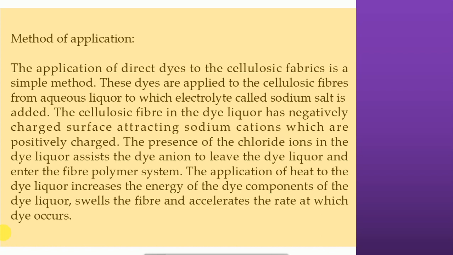Method of application. The application of direct dyes to cellulosic fabrics is a simple method. These dyes are applied to the cellulosic fibers from aqueous liquor to which an electrolyte, a sodium salt, is added. The cellulosic fiber in the dye liquor has a negatively charged surface attracting sodium cations, which are positively charged. The presence of the chloride ions in the dye liquor assists the dye anion to leave the dye liquor and enter the fiber polymer system.